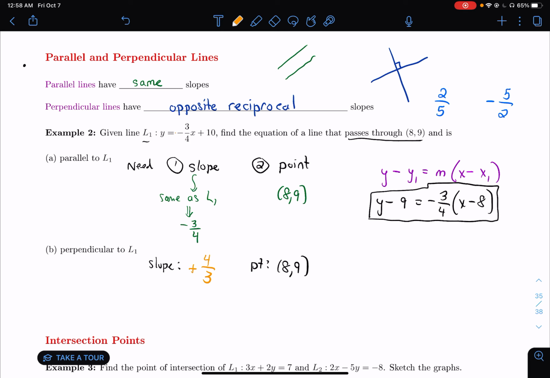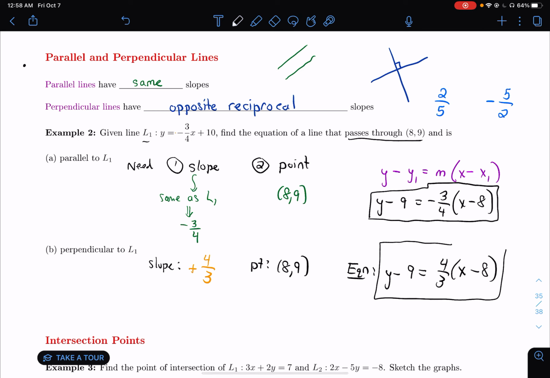All right, so let's go to the equation. In my point-slope form, I'll get y minus the y value, 9, the y value of my point, equals this new slope, positive 4 over 3, times x minus the x value, which is 8. And that is my equation in point-slope form.